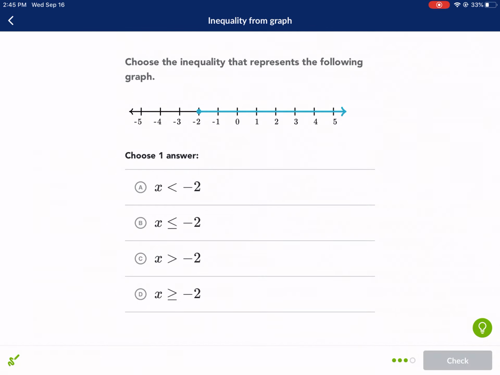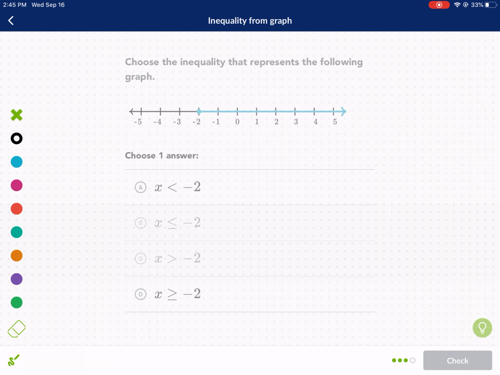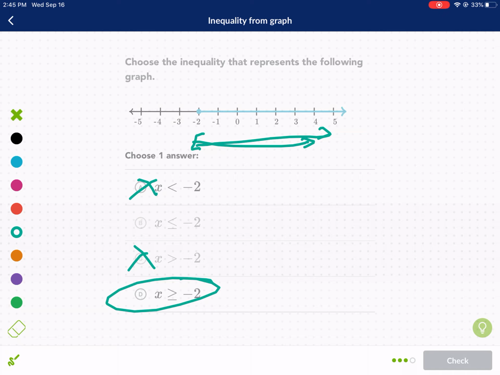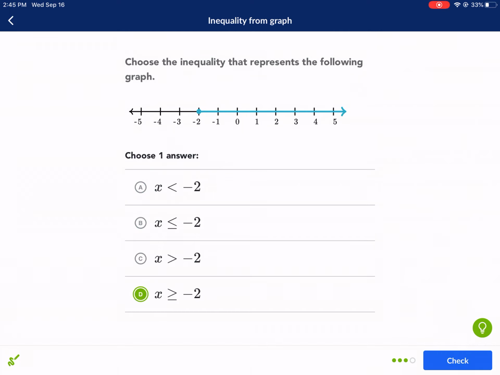Next question, final one, cruising right on through. It's equal to it because it's a closed dot. We'd be using a bracket in college courses. So it's not this one, it's not this one. It's got to be bigger. We're talking about to the right, x needs to be bigger than those values. So it is option D, x is bigger than -2.